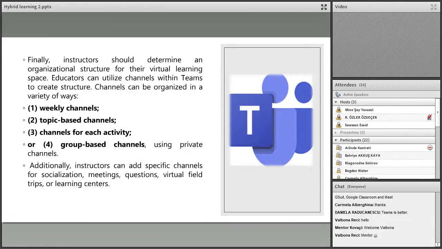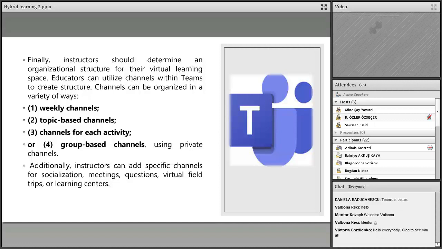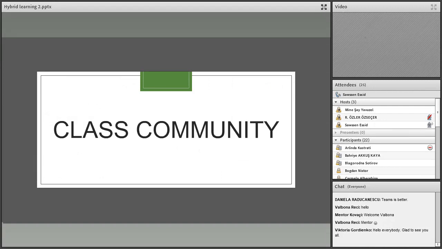Finally, instructors or educators should determine an organizational structure for that virtual learning space. The educators can also use channels. Those who are using Microsoft Teams know that in Microsoft Teams you can create channels to create structure. They can be organized in a variety of ways. First of all, the weekly channels, the topic-based channels, the channels for each activity, or group-based channels, of course, using private channels as well.